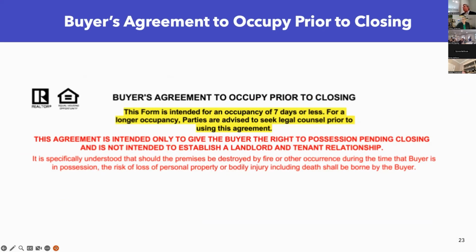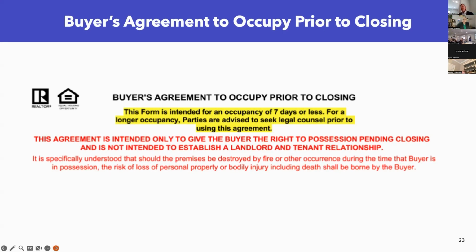Notice what this form is careful to do. The yellow language is the new language. This form is intended for an occupancy of 7 days or less. For longer, parties are advised to seek legal counsel. What in essence is SCR trying to do? Trying to avoid you guys looking like you're writing a lease and advising on matters of landlord-tenant law. Don't do that. And I don't have to tell you that. You know that. Just don't do it.